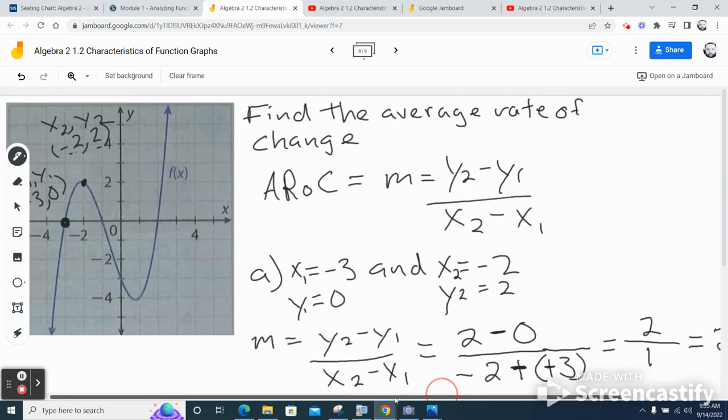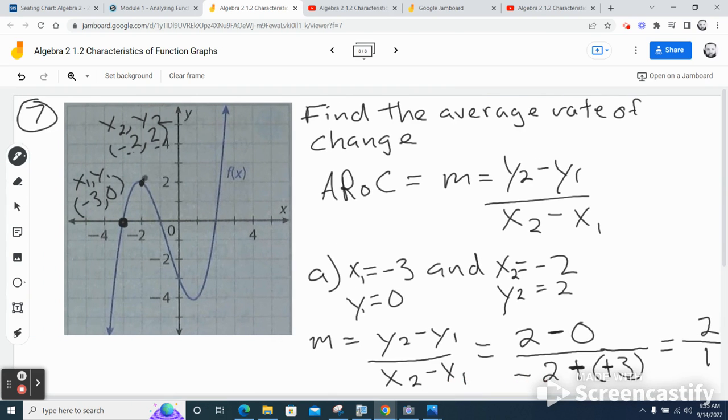Now, what they really want to know, the average rate of change, is the slope of the line between the 2 points. This is the average rate of change. Okay, that's what they're kind of thinking. Let's do part B. You ready?